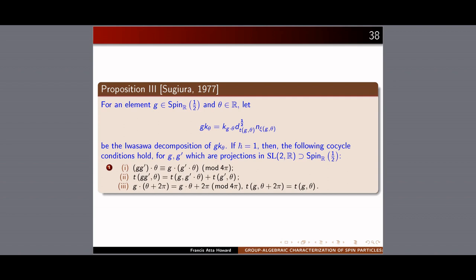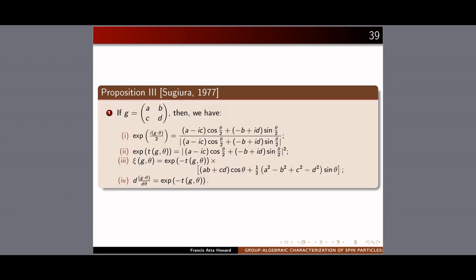Now, with this form, when I put the Planck's constant h to be 1, the following cocycle conditions hold. This is because the real form of the spin half particle is a subset of the special orthogonal Lie group, because it's a 2x2 matrix. And the 2x2 matrix is always a special linear group of order 2. So from there, the following conditions are obeyed, which are cocycle.